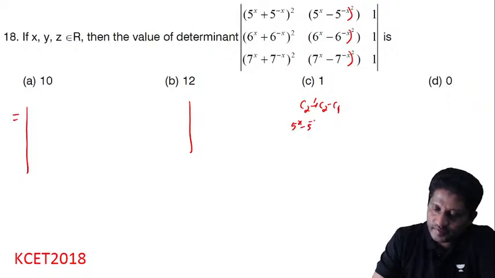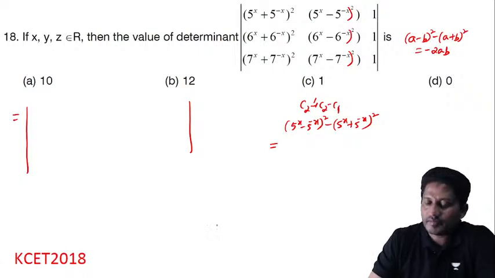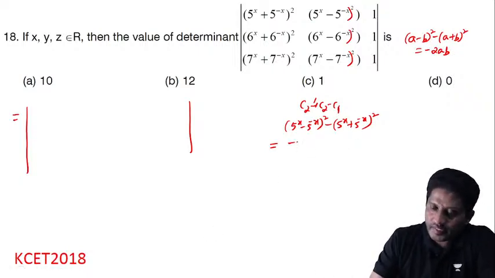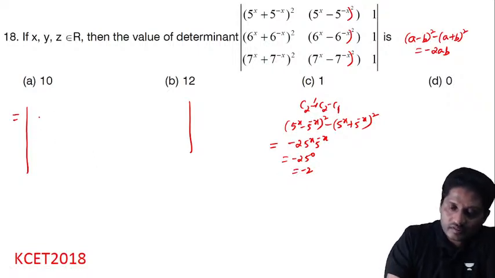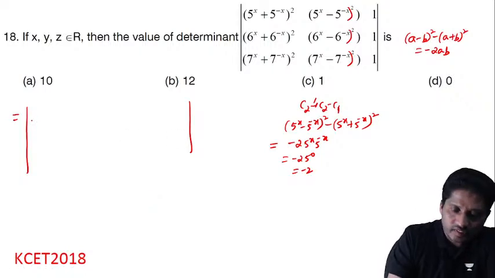5 power x minus 5 power minus x, the whole square. Again, minus of 5 power x plus 5 power minus x, the whole square. Right, now suppose a minus b the whole square minus a plus b the whole square is equal to minus 4ab. So this is minus 4, 5 power x into 5 power minus x, which is 5 power 0, so this is minus 4. I'll keep the other column as it is, 5 power x plus 5 power minus x the whole square.